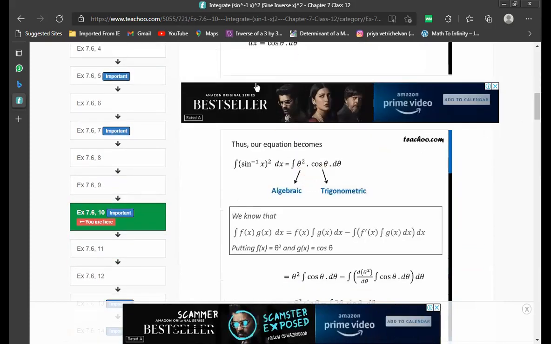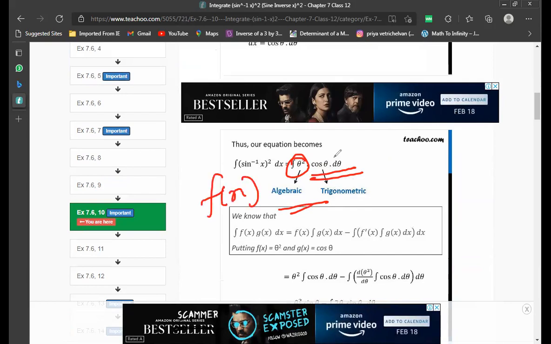So now if you look at the theta, it's just algebraic, and this one is trigonometric. So now you can use the highlight rule. Algebraic comes before trigonometric, so you will assume theta square as f of x and cos theta as g of x. You're getting it?